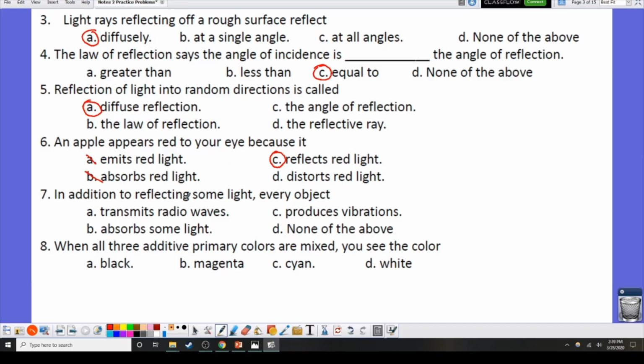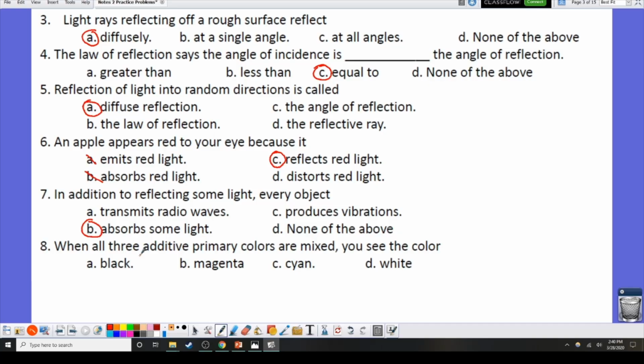Number 7, in addition to reflecting some light, every object does what? Transmits radio waves, absorbs some light, produces vibrations, or none of the above. So every single object will reflect some light, but also objects can absorb some light. So that's the answer choice there, B.